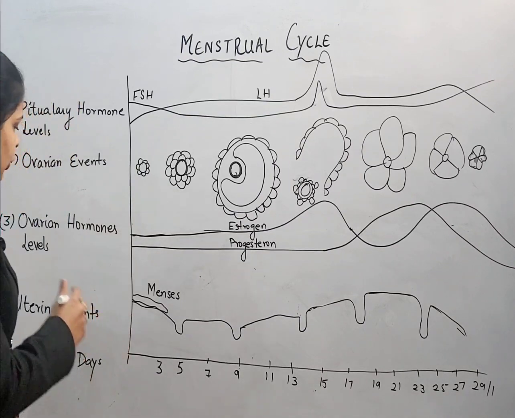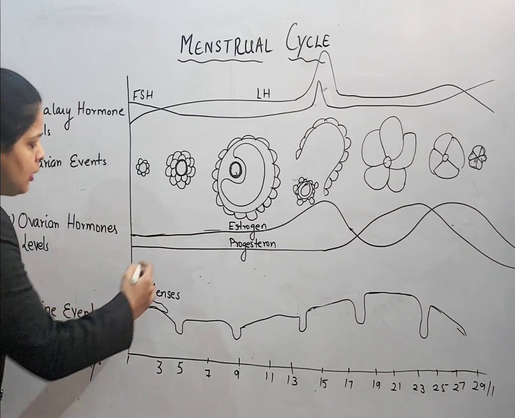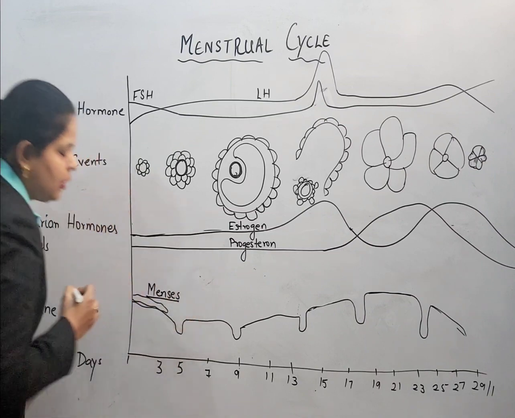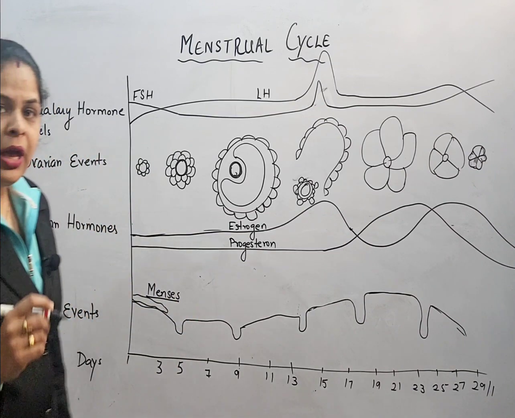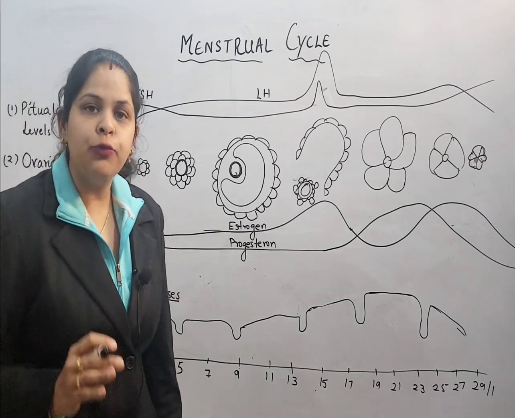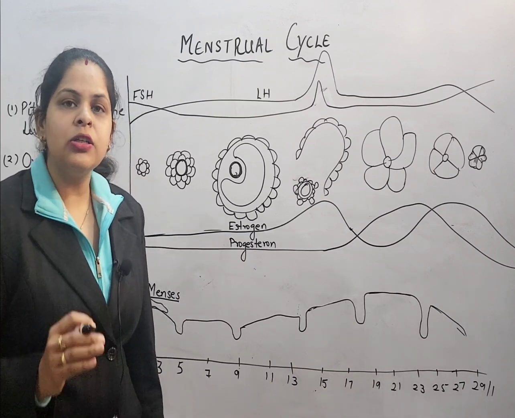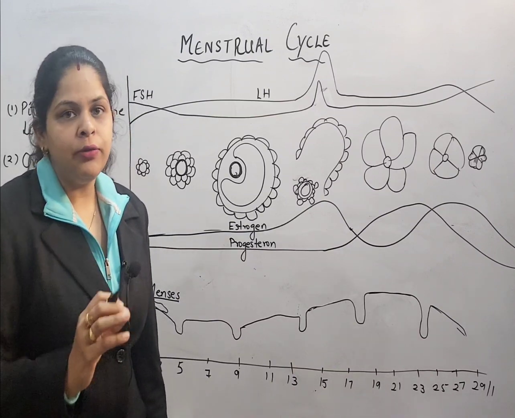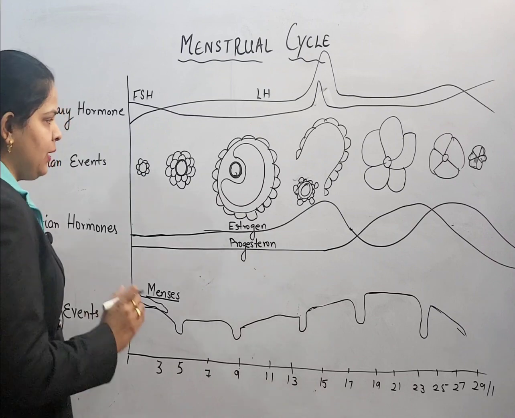First of all, what is going to happen here? Number one is menses. In menses, the endometrium is shed off in the form of bleeding and it occurs for 3 to 5 days.